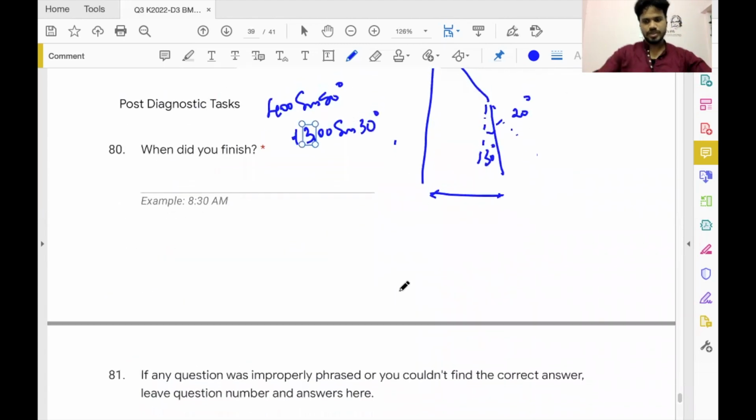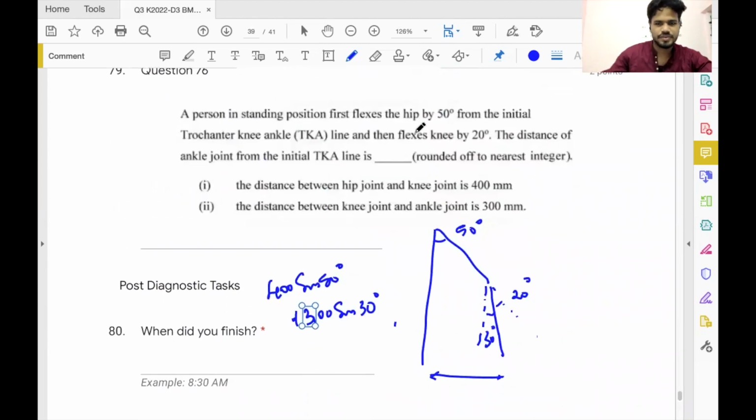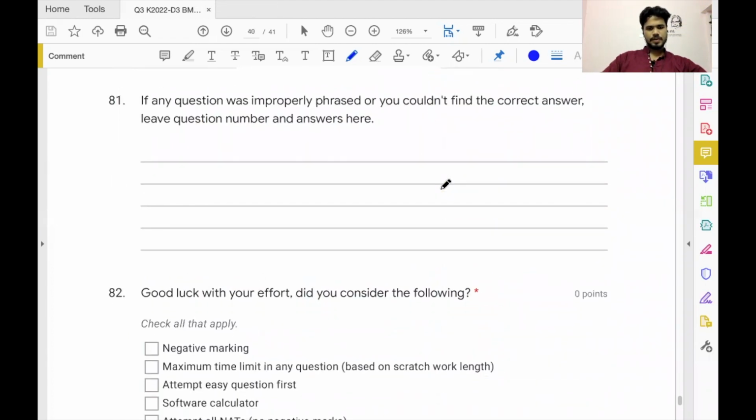Fine. So I think that comes to 460. Anyone remember this? Maybe? Okay, where are we? 456. Yeah, and also remember, rounded off to the nearest integer, I think it accepted either 456 or 457. Fine.